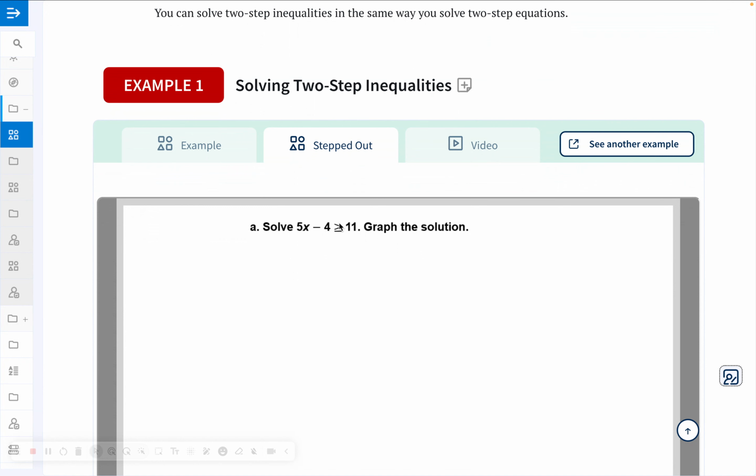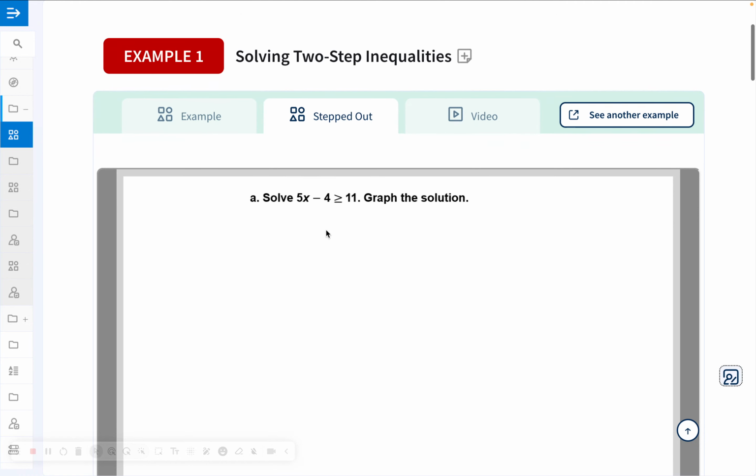We're just solving inequalities. The only new thing we learned Monday while we were at school: if you multiply or divide by a negative, you flip the inequality, okay? But today is a two-step inequality.